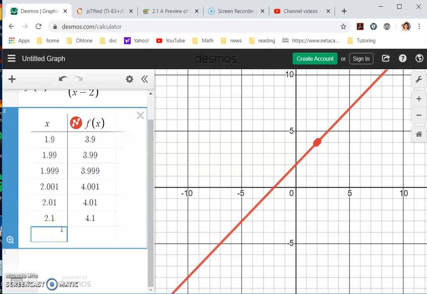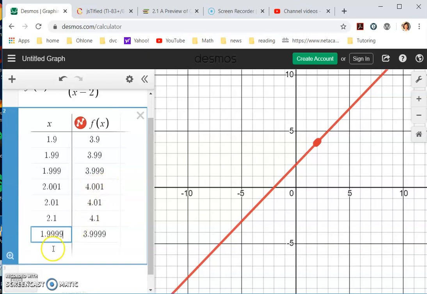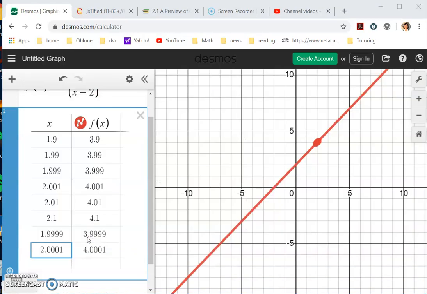So maybe I'll do 2 points. This estimates that it is getting closer and closer to a number, so a limit exists. If you want to estimate a limit, these two have to agree. And if we round to 3 decimal places, this doesn't agree. So we need to do one more, 1.9999, and then 2.0001. Okay, so to 3 decimal places, this will be 4.000. This would be 3.999, which rounds up to 4.000. So the estimate is 4.